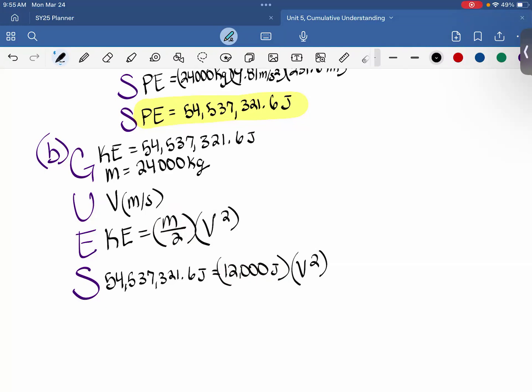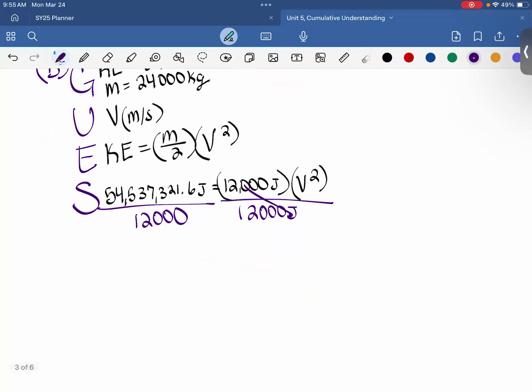We have to get rid of it using opposite operation. So let's start with our first opposite operation. If 12,000 is being multiplied by velocity squared, the opposite operation is to divide 12,000 by both sides. When I divide 12,000 by both sides, I will find that my new value, and I'm going to keep all of the numbers because it's not a final answer, is 4,544.7768. This is now equal to velocity squared.